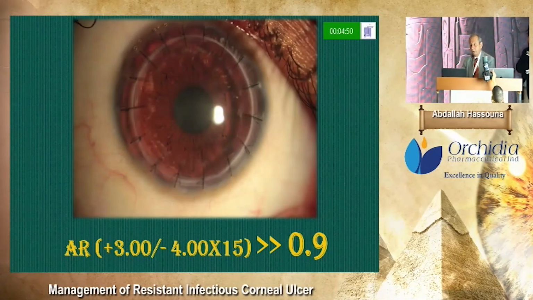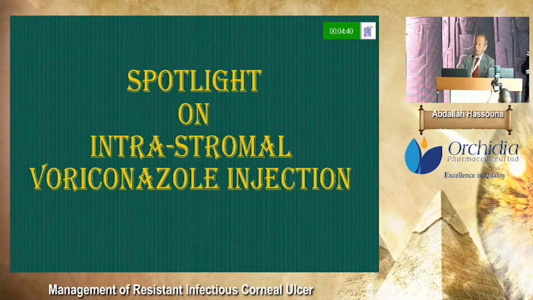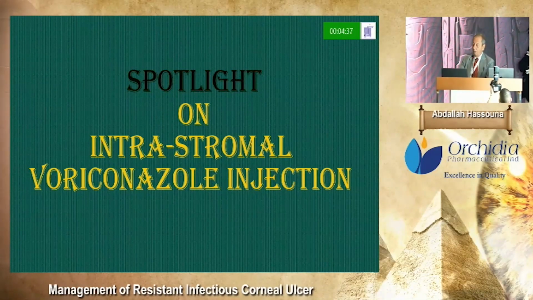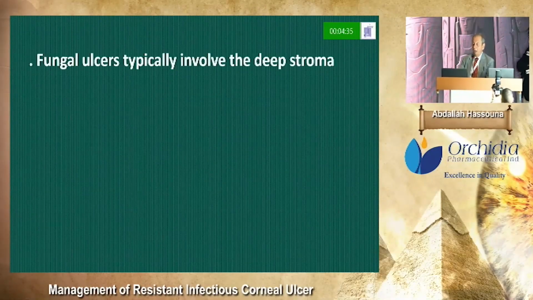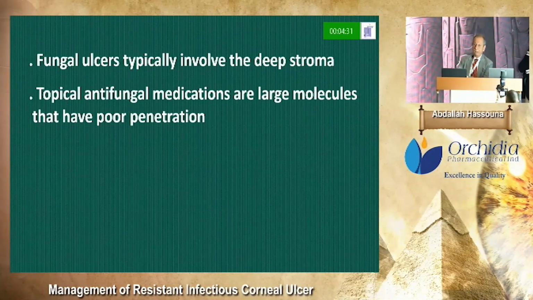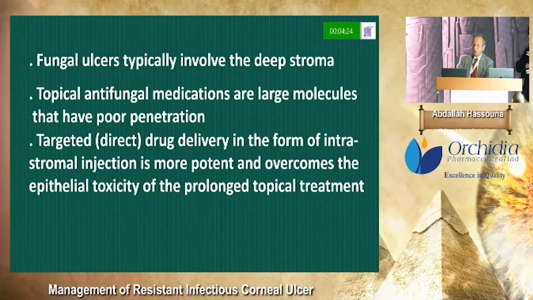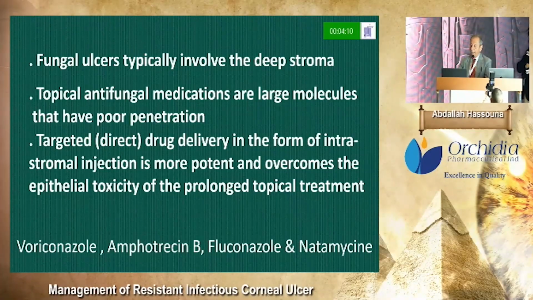So we will put a spotlight on the intrastromal voriconazole injection. We all know that fungal ulcer involves the deep stroma, and the medication is a large molecule that has poor penetration and can cause toxicity, and toxicity can cause delayed healing of the surface of the eye. So targeted or direct drug delivery in the form of intrastromal injection is more potent and overcomes the epithelial toxicity of prolonged topical treatment.